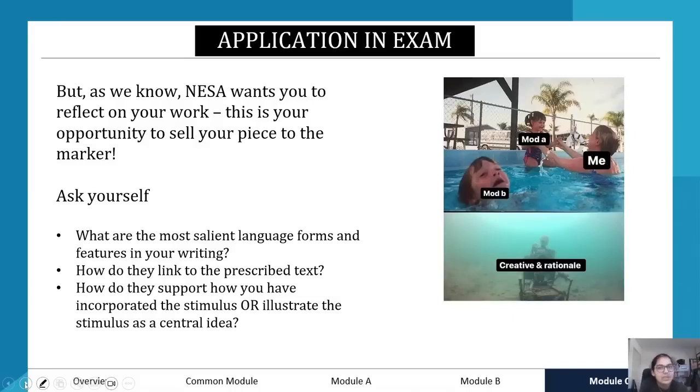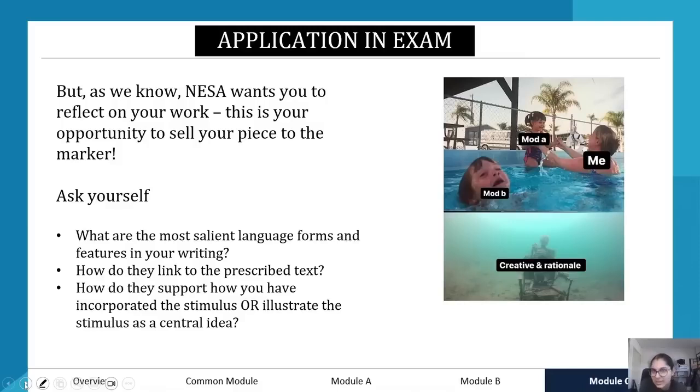A purpose in Module C writing is so important. You always want to have a purpose to link back to, and that purpose has to be valid. So your purpose can't just be writing for the sake of the HSC. The purpose will be determined by your piece, by the ideas you're sharing. So with both the pieces we read, there was a purpose behind it.